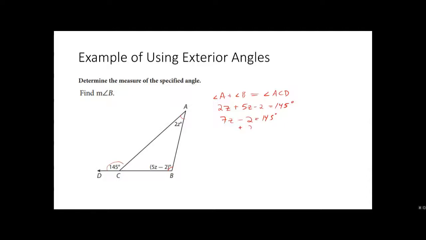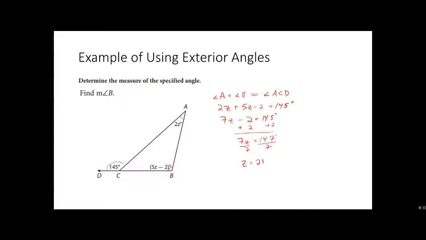Let's go ahead and take care of it with the addition property. We'll get 147. And now we use the division property, good old algebra. So z equals 21. Voila.